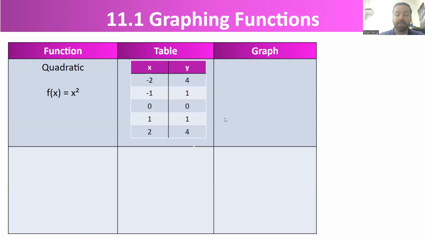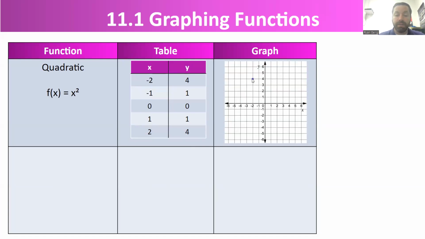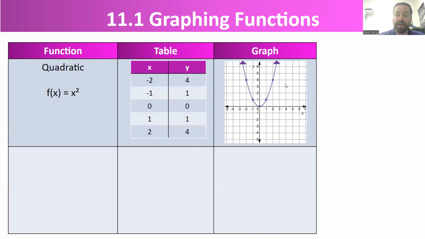And when I graph this, -2, +4; -1, +1; 0, 0, those do not form a line. You see, it's kind of curving. Okay, and let's continue. 1, 1, and 2, 4. If I connect those with a line, it makes a U, and that U is actually called a parabola. And we'll talk more about that in semester 2. This parabola specifically opens up. The arrows are pointing up.